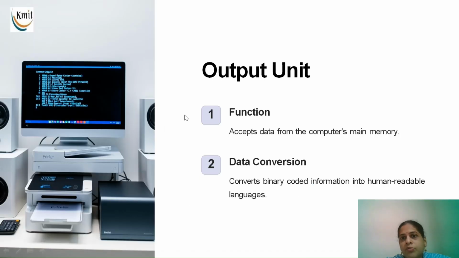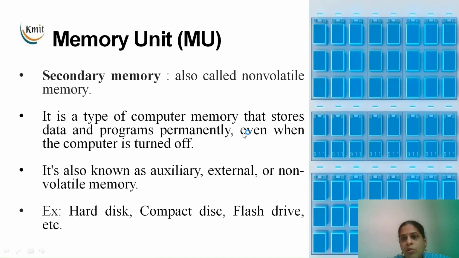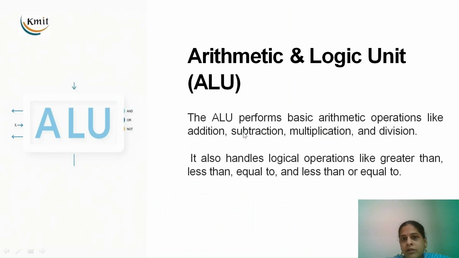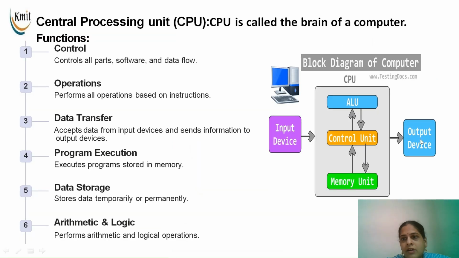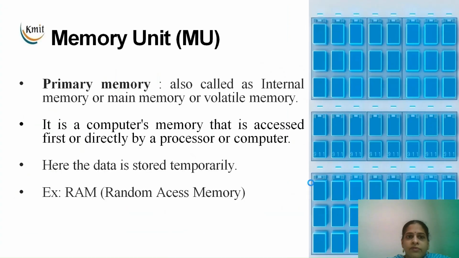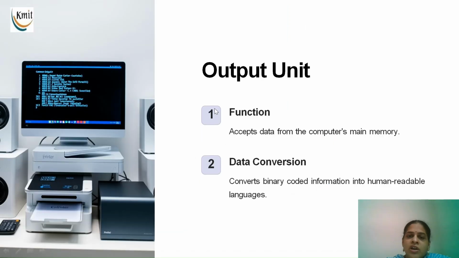Next comes the output unit, which is last according to the block diagram. The third one is the output unit. The function of an output unit is to accept the data from the computer memory. So the results of processing are stored back into the memory unit. It takes or accepts the data which is stored in the memory unit of a computer.